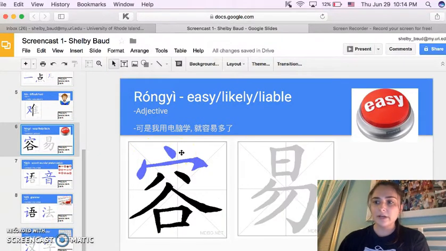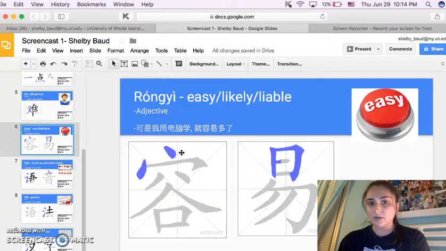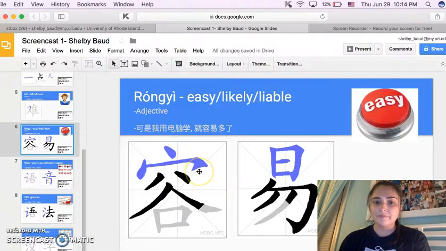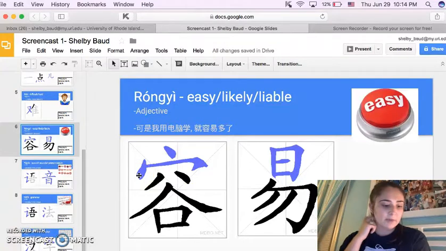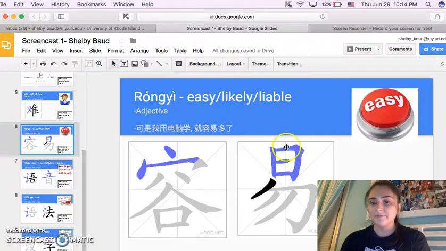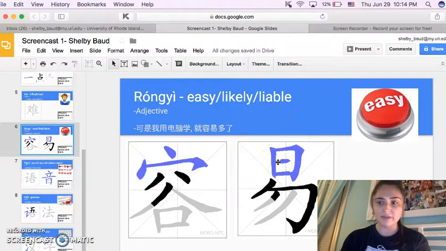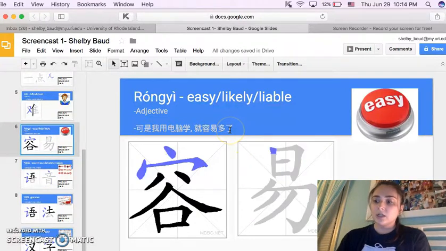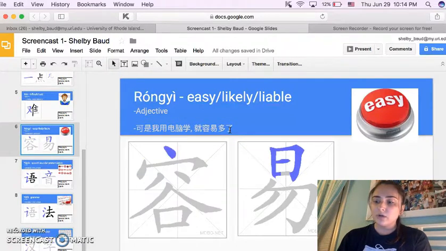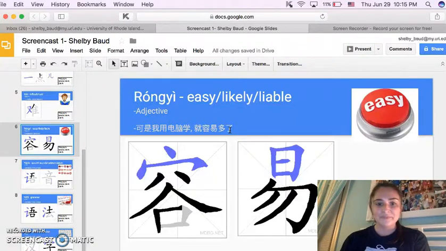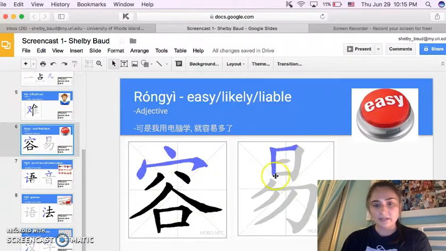The fifth word is róngyì, which is easy or likable. It's an adjective. For the first part of the word, róng, the radical is roof. And to remember that, you can think the roof is above everything. And for the second part of the word, yì, which is sun, to remember that, you can just think the sun is also above everything. And to see it used in a sentence would be right here: Kěshì wǒ yòng diànnǎo xué zhōngwén, which means Chinese characters are the most difficult, but it became easier when I used the computer to learn. In terms of brushstrokes, this one has 10 and this one has 8.